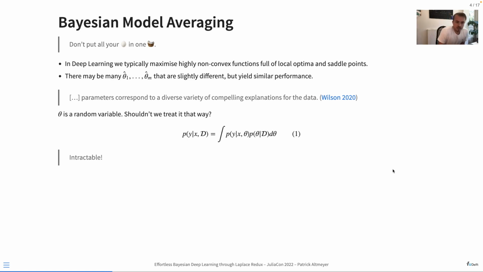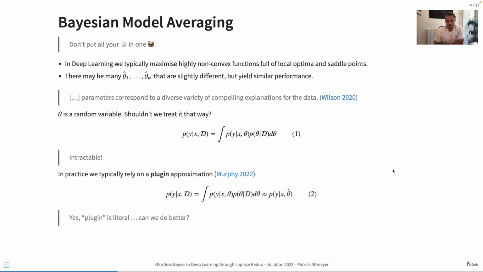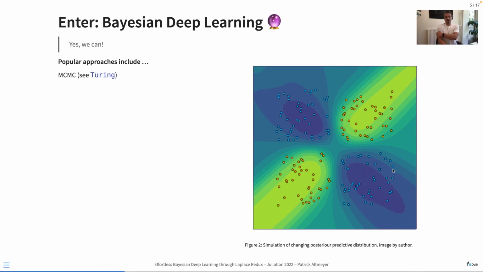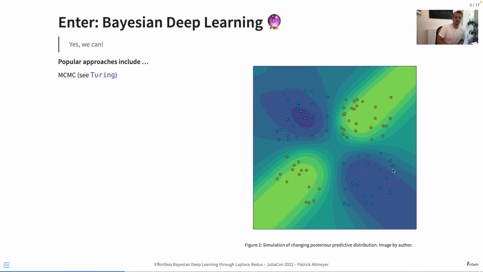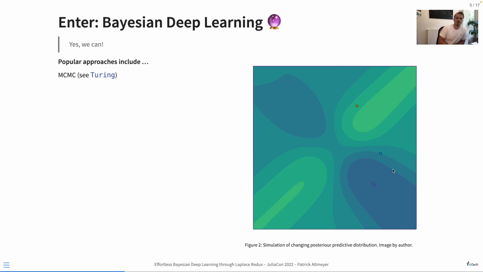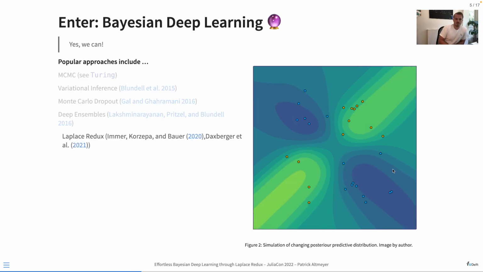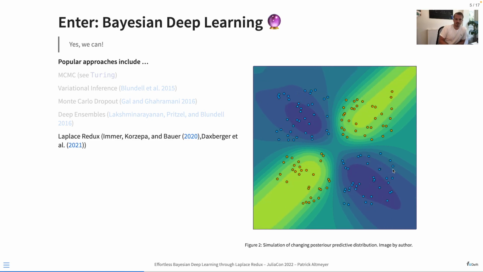And since theta is clearly a random variable, we should treat it that way. And to compute predictions, we're really after the posterior predictive distribution. In practice, people typically still rely on the plug-in approximation, just plugging in the point estimates. But there are actually a number of popular approaches that work well for Bayesian deep learning. I'm listing a few of them here. Today, we're looking at Laplace Redux.